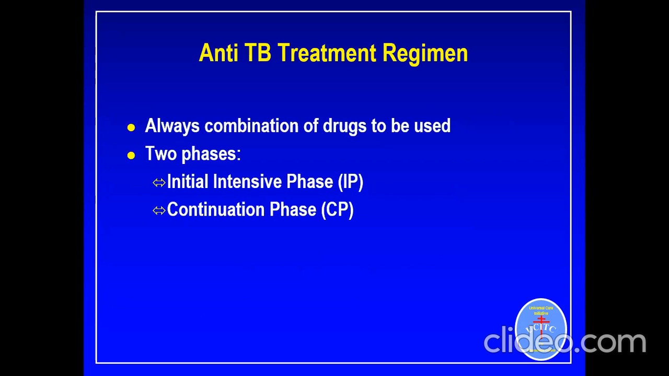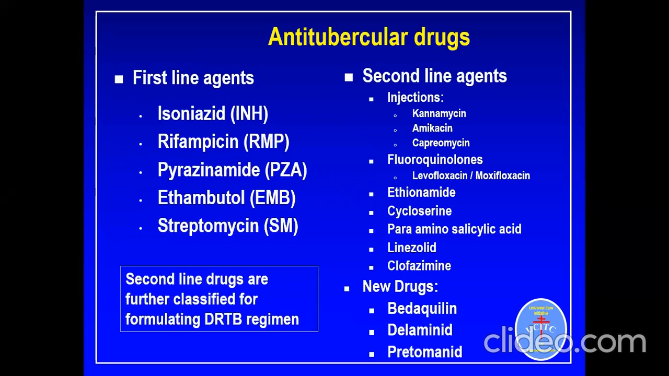So anti-TB treatment regimen is a combination of drugs, as I mentioned, and it is given in 2 phases. There's an initial intensive phase, which will achieve the maximum kill and try to sterilize the lesions, or at least kill most of the bacilli, and a continuation phase which will maintain that throughout, so that the remaining bacilli get killed by both the drugs as well as the body's immunity. So that's the anti-TB treatment regimen.